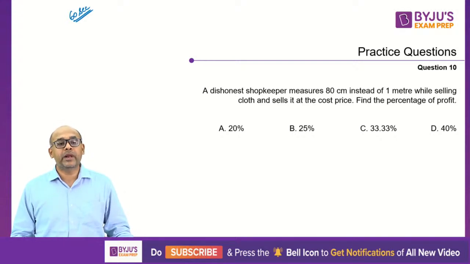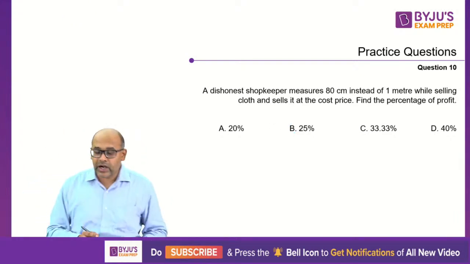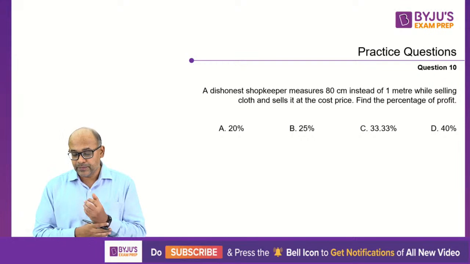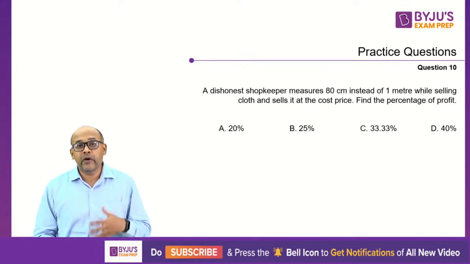Right guys, 1 minute is up. Parv says 25. Very good Parv. That is the correct answer. Option B, 25%. So let us see how we deal with dishonest shopkeepers. So a dishonest shopkeeper is somebody who cheats people. How is he cheating here?